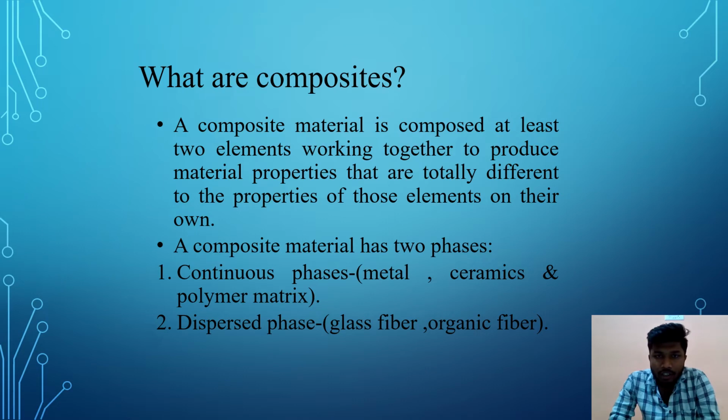What are composite materials? A composite material is composed of at least two elements working together to produce material properties that are totally different from the properties of the elements on their own. Mainly, composite materials have two types of phases: continuous phase and disperse phase. In the continuous phase, there are metals, ceramics, and polymeric elements. In the disperse phase, there are glass fibers and organic fibers.